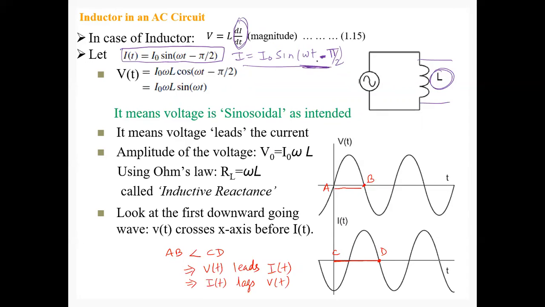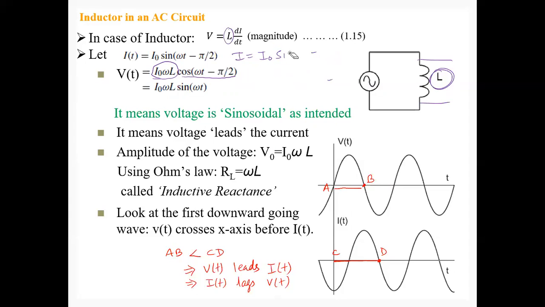Now, when you take the derivative of this, what do you get? Help me here. So what is your V then? V equals L, L is L, right? What is di over dt? I0 times the derivative of this, cosine omega t minus pi over 2. Then the chain rule, right? You have omega here. So you have L omega I0 cosine omega t minus pi over 2. That's what it is.